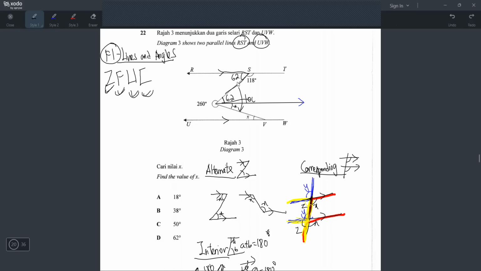And the whole thing just now is how much? 100, right? You remember just now? I wrote 100 just now. So to get x is just 100 minus 62. So you press calculator, you get the answer already. 38.